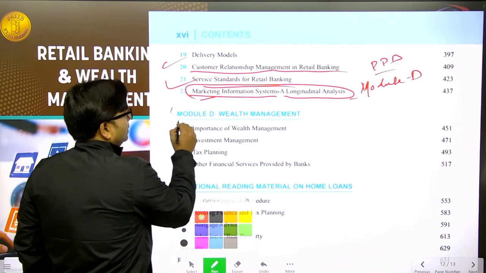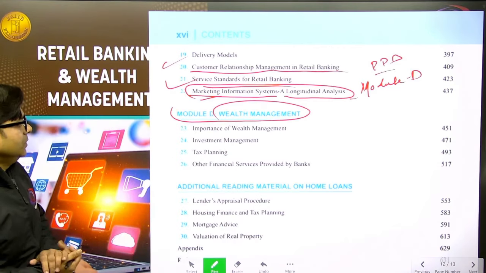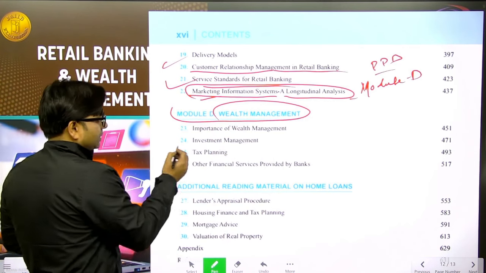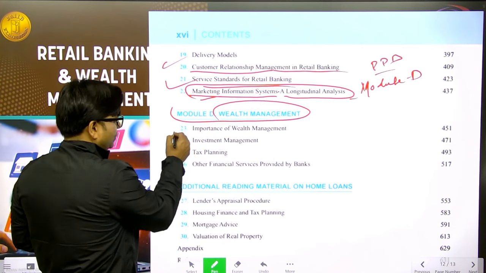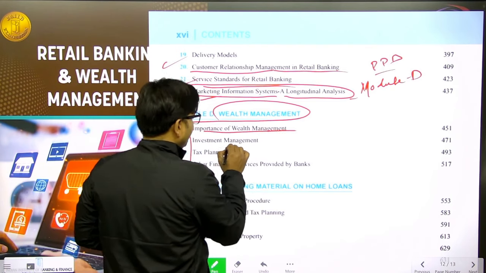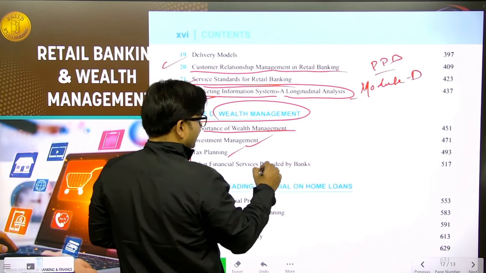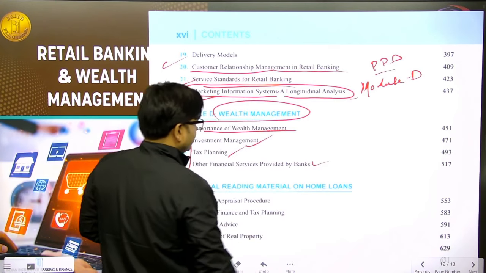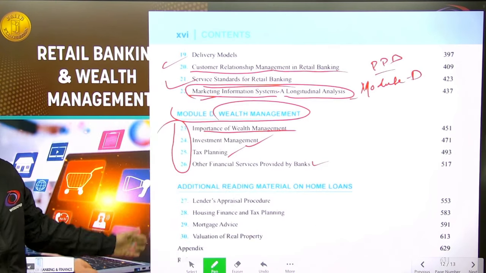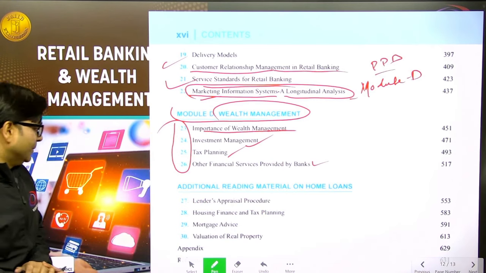Now Module D, wealth management. This is the new module, and under this module you have to study four topics: importance of wealth management, investment management, tax planning, and other financial services provided by banks. These are the four topics that you have to study in Module D of Retail Banking and Wealth Management.